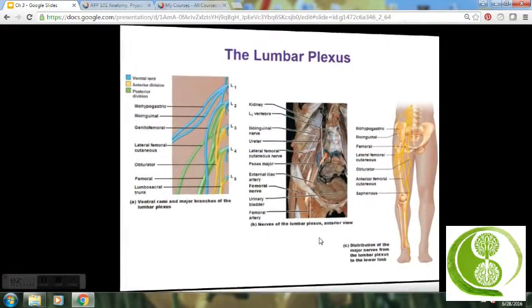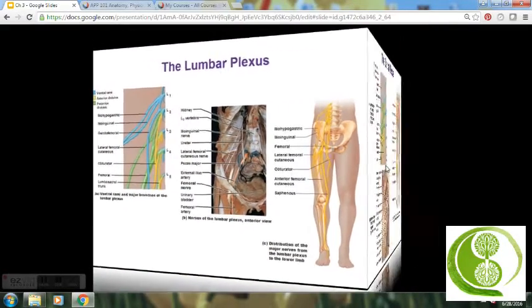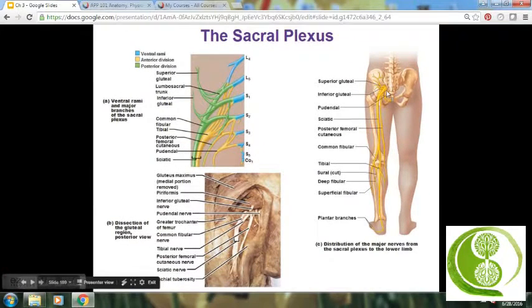And we have the lumbar plexus. This branches off from the lumbar region, runs down the leg. And then finally the sacral plexus branches out of the sacrum, runs all the way down the back of the leg to the toe, or to the bottom of the foot at least. This big massive nerve here is the sciatic nerve. It is the longest nerve in the body.